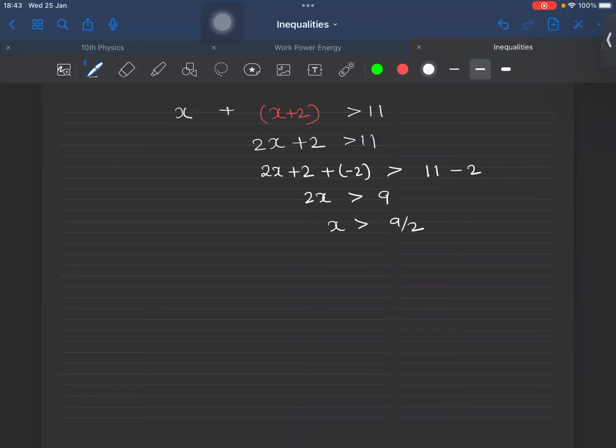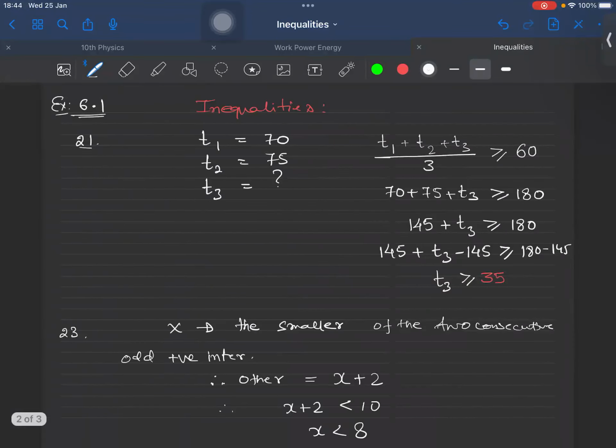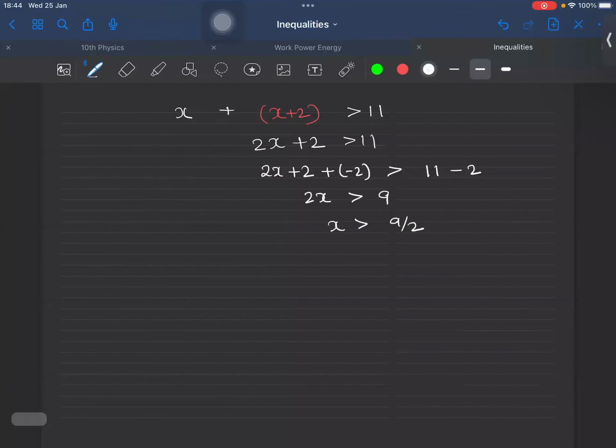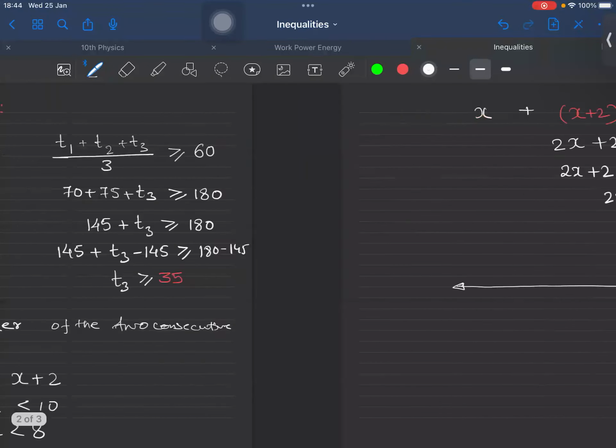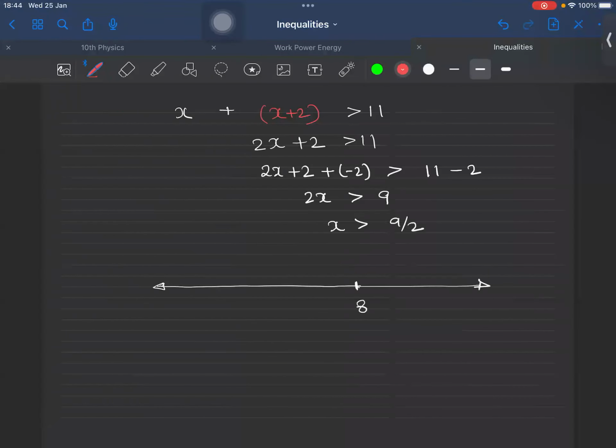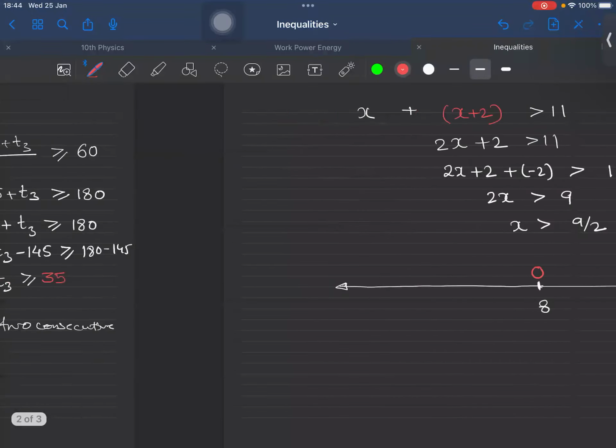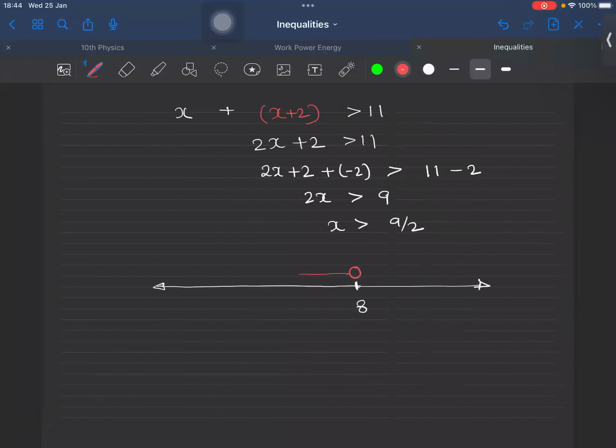So x must be greater than 9 by 2 and x must be less than 8, right? These are the two conditions that we now have. So what are all the possible values of x? Integer values, odd integers. Let's draw the number line and represent it. What are the critical points? One is 8. x should be less than 8, so we use a hollow circle, because we are not including 8. It is less than 8.